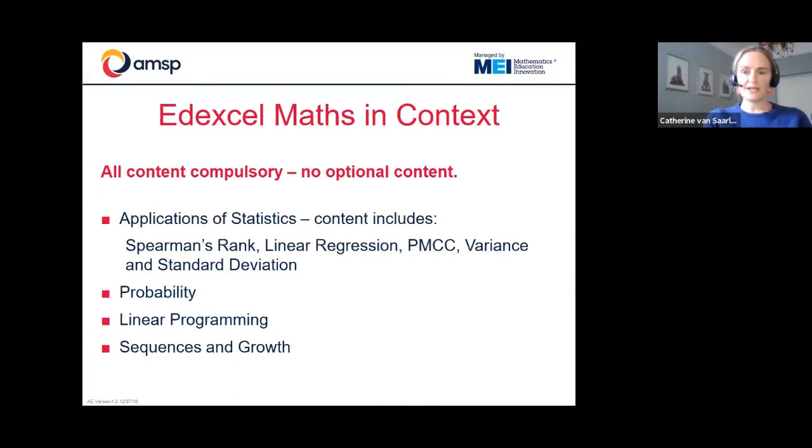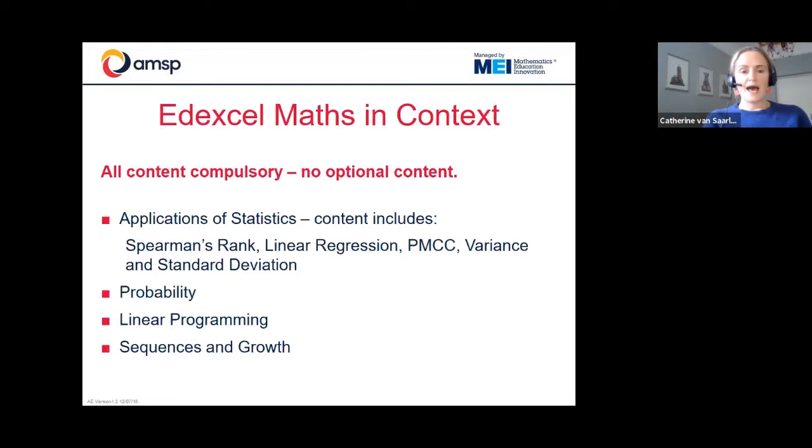Edexcel is a little bit different in that there's no optional content. So we have no choice, which I suppose is good in a way if you're not sure which one to choose. And there is quite a strong focus on making the most of the pre-release material. So all Core Maths awards come with some preliminary material, a bit like if you were studying English and you got a book in advance to spend a bit of time really getting to know that, so you were more prepared when you go into the exam.